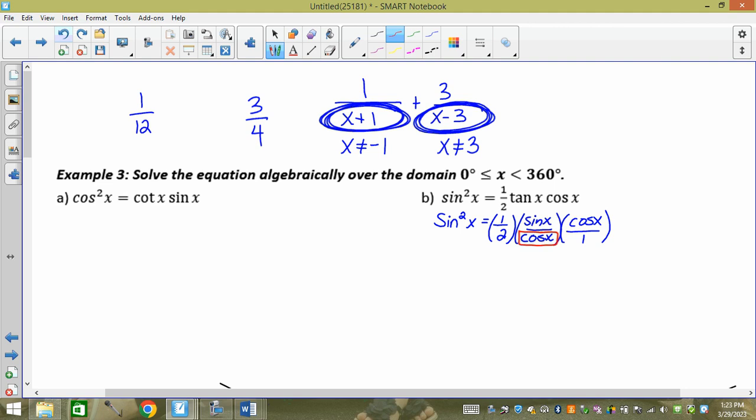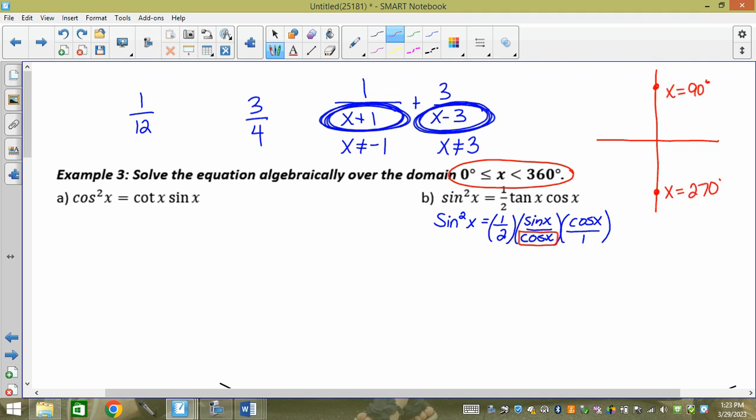And the cool thing is I don't have to do general form. I can just do it between 0 and 360 because that's where I'm finding my answers for this question, right? So I need to find all the places where cos x equals 0. Where does cos x equal 0? 90 and 270. True? So x equals 90 and x equals 270.